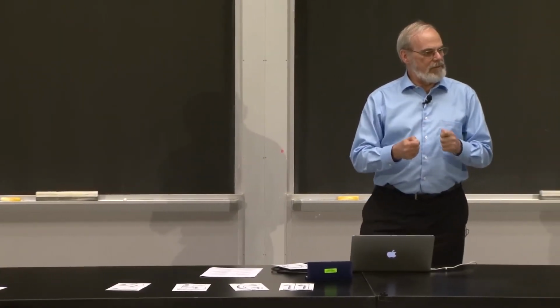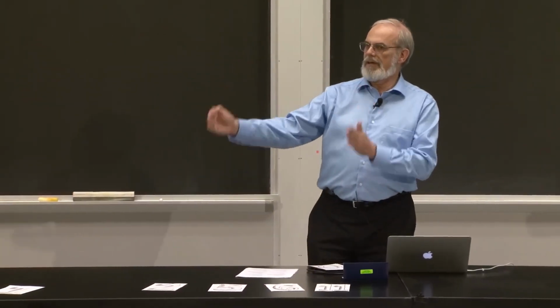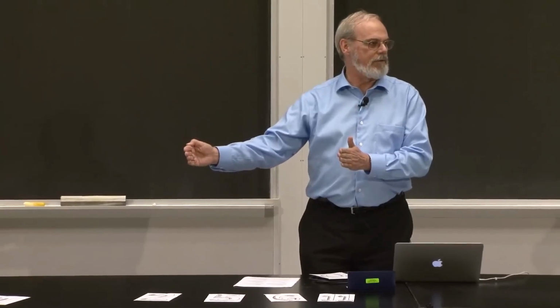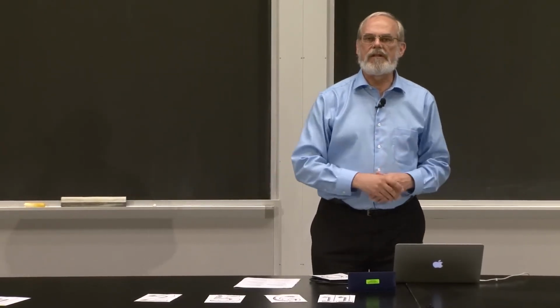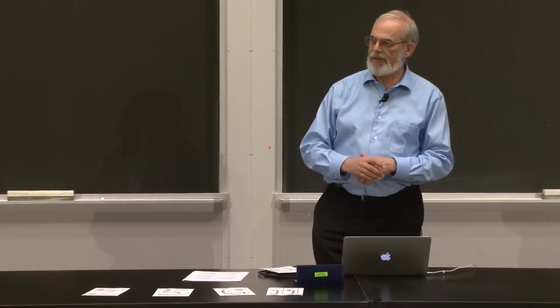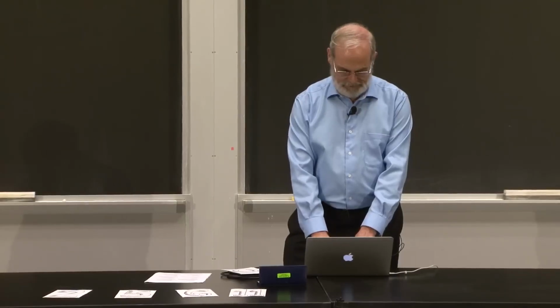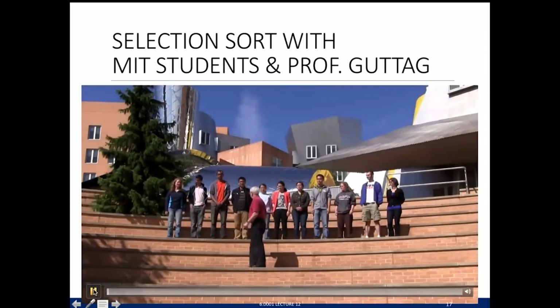What I know is if I implement this correctly, after i steps, the first i elements of the list will be sorted. And everything in the rest of the list has to be bigger than the largest thing in the first part of the list. Okay, so we could build that. Before we do it, I'm going to show you a little video starring Professor Guttag. This is his cameo performance here, but I want to just show you an example of this using not numbers, but people.